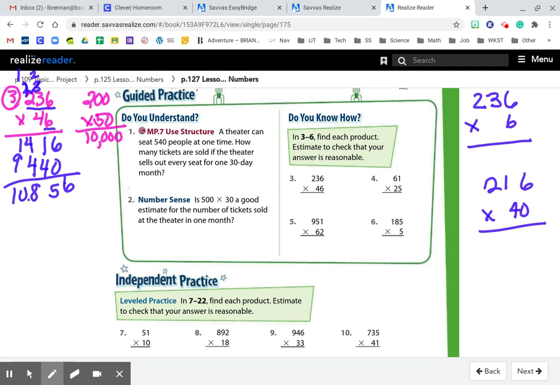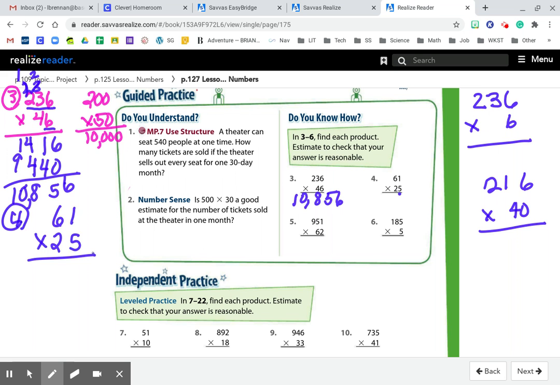So when I look at my estimate, I said 10,000. My actual answer was 10,856, and that is reasonable. My estimate was reasonable. My answer looks good. And remember, you want to show all your work in a notebook. We're not just running on a calculator to do this, because that's not going to help you when you take a test or anything.